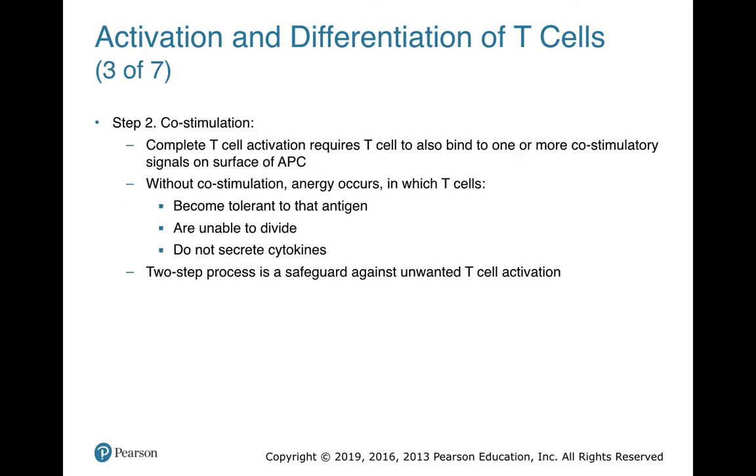And then co-stimulation. The complete T cell activation requires the T cell to bind one or more co-stimulatory signals. If you don't get that co-stimulation, a process called anergy can occur, and that would make the T cell become tolerant to that particular antigen, and they would be unable to divide, and they would not secrete their cytokines. But it's a very important process. It's a two-step process. It's a safeguard against accidentally getting T cells working against our own cells.